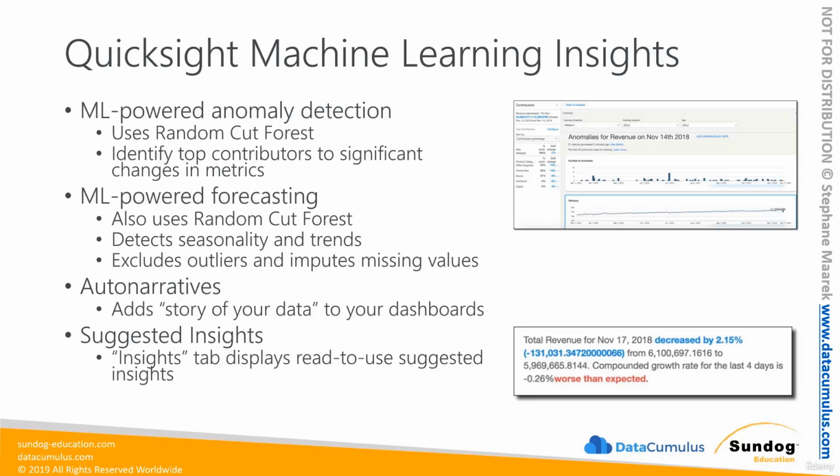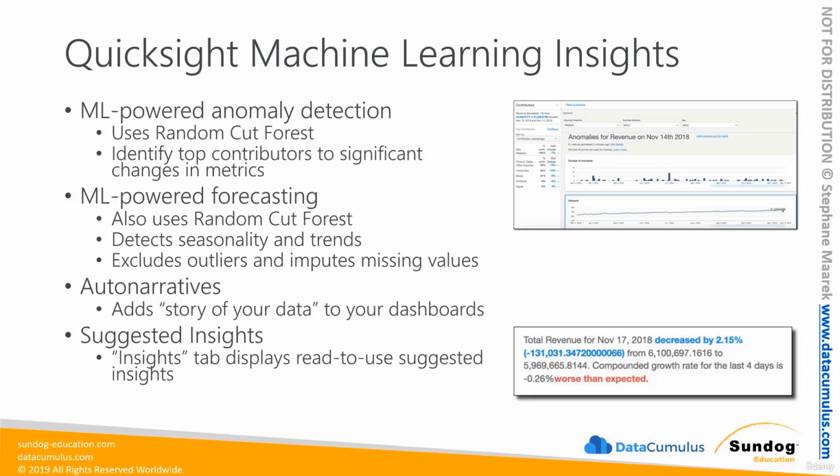You need to know about QuickSight's Machine Learning Insights feature. This is a relatively new capability, and it's coming up on the exam more and more. There are a few things that QuickSight can do using machine learning. So Machine Learning Insights is just sort of a catch-all term for some of these different features that are in QuickSight. One is ML-powered anomaly detection.